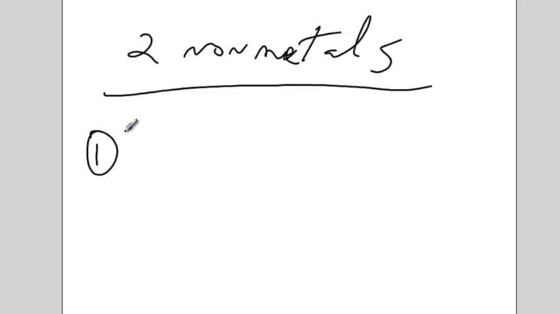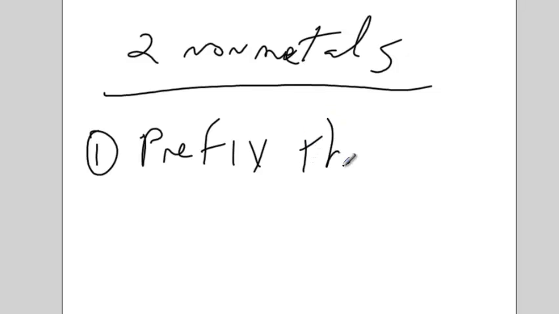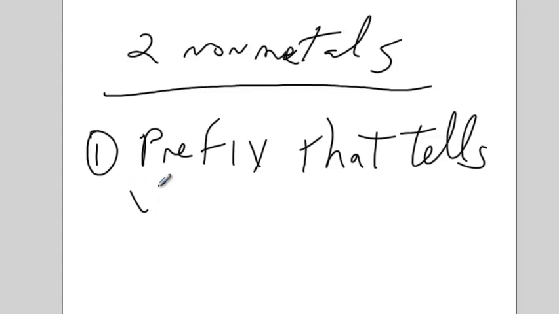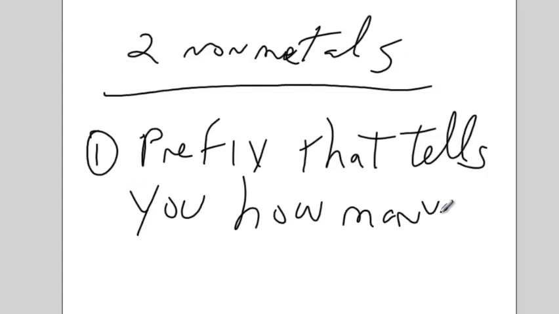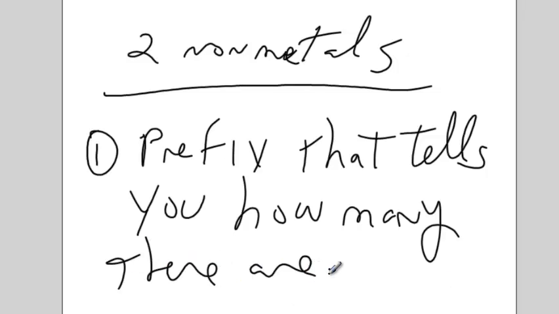Rule number one is that there is a prefix before the element name that tells you how many there are. And these prefixes are exactly what you would expect them to be, really.